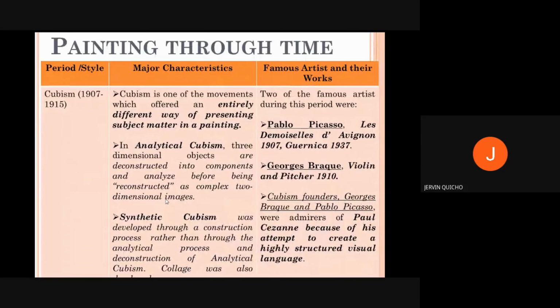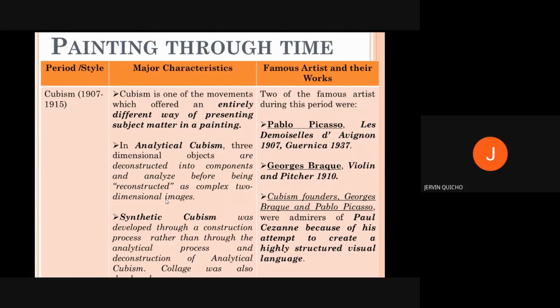So cubism, we have geometrical shapes, and it has two classic types. We have the analytical and the synthetic. So when we say analytical, it is being reconstructed. So reconstructed, these are complex two-dimensional components being put together with one another. On the other hand, the synthetic is the opposite of the analytical. It is more on pictures being developed in the process of art.